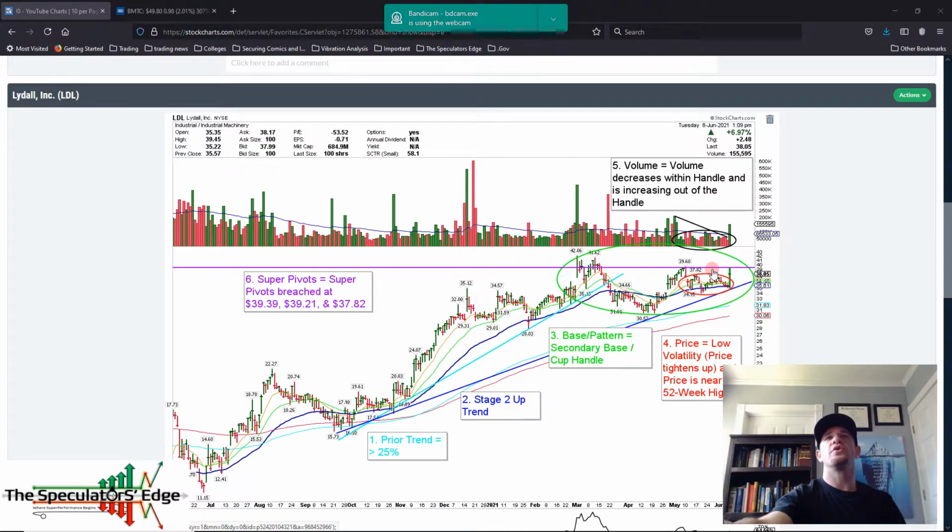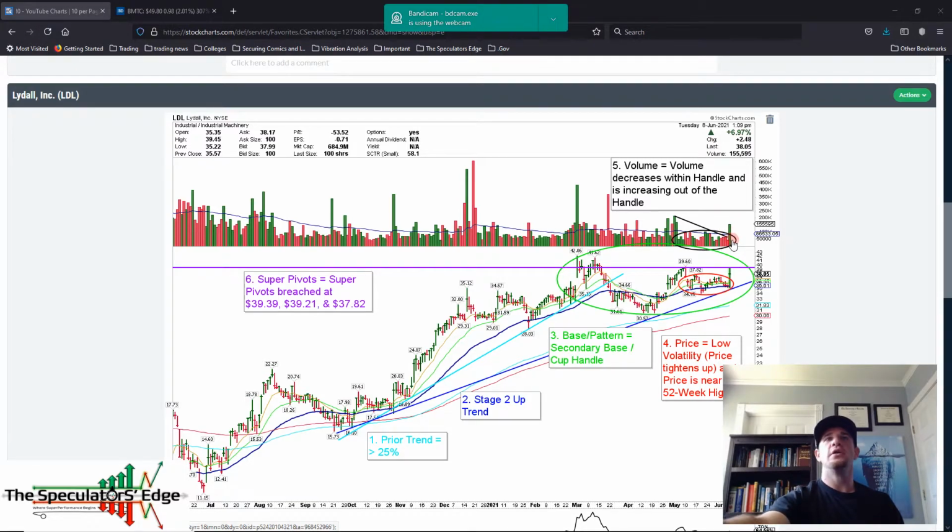Now what we're going to look for is volume. We're going to look for a decrease in volume and then an increase in volume coming out of the handle. Okay, so volume, as you can see, decreases dramatically right here within the handle and is starting to increase coming out of the handle. What I'd like to see is $39.60, the high of the handle, being cracked today. Hopefully we'll get that, not for sure, but it really doesn't matter because we're having some really good volume coming out right here.